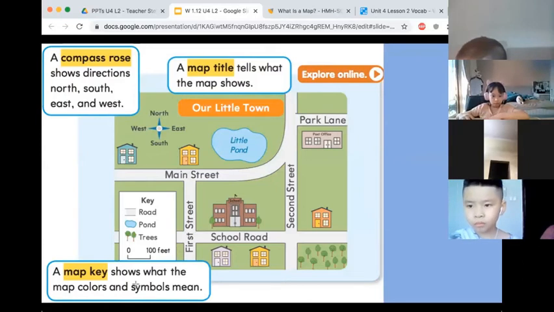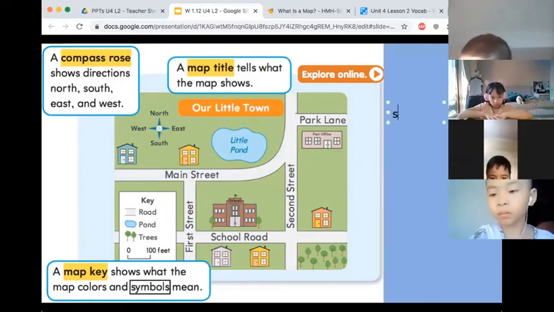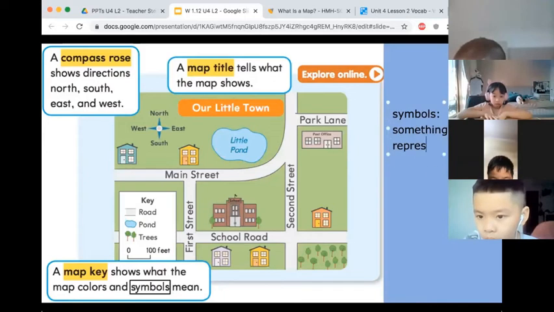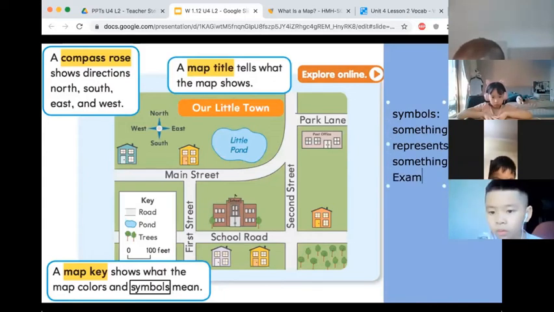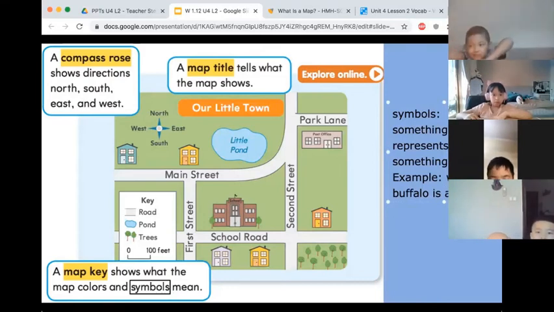Who can tell me, what does symbols mean? This is a hard one. Maihua, what does symbols mean? Symbols mean something that represents something else. Excellent. Example, a water buffalo, I think that's right, is a symbol of Vietnam.